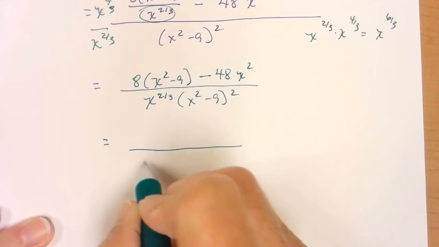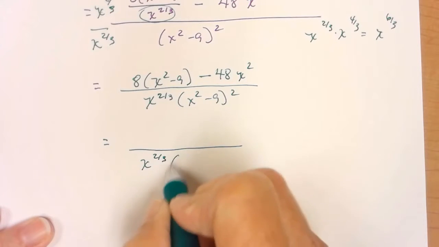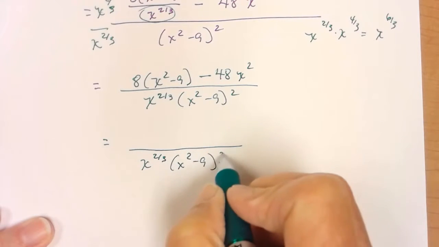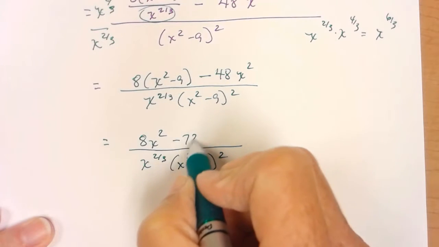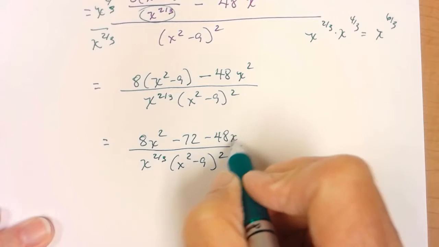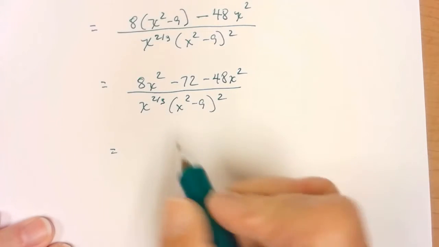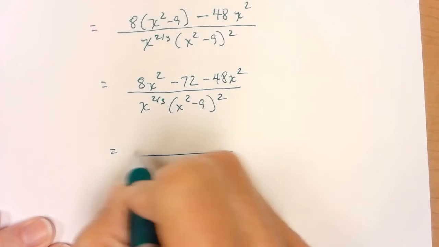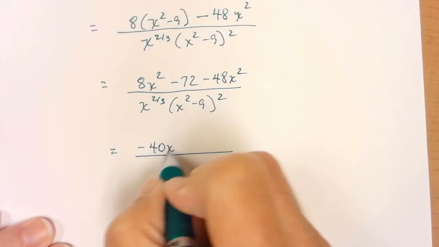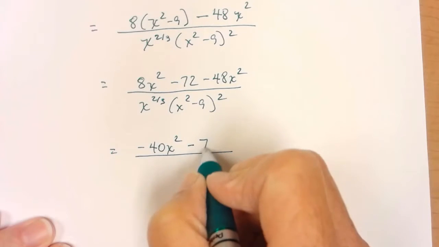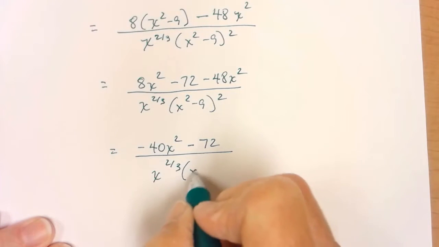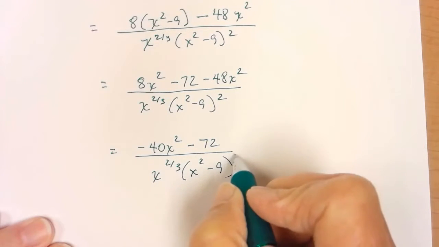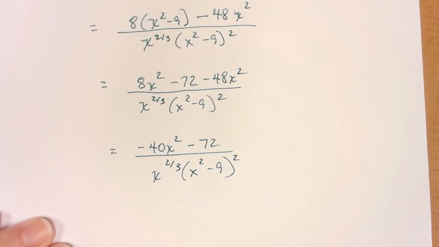I'm not touching that denominator, but I can clean up the numerator. Distribute that 8 through. And that would give me a negative 40x squared minus 72 over x to the 2/3 times x squared minus 9 quantity squared. So that's how they did that problem.